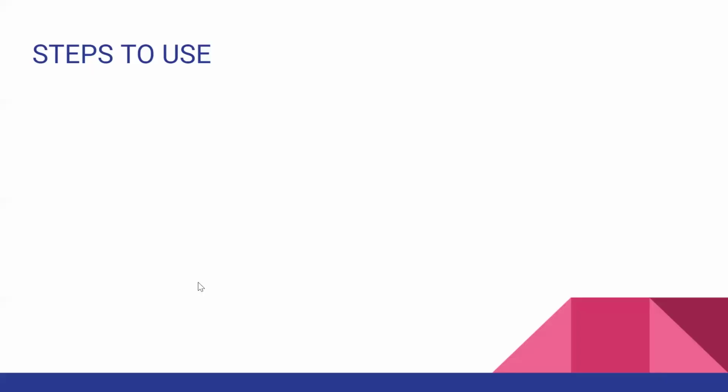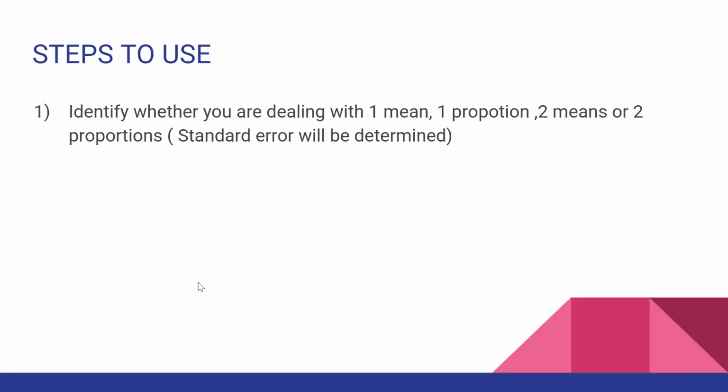Now, these are the steps that you can use for your calculation. Number 1, you want to identify whether you're dealing with one mean or one proportion, two means or two proportions. This will help you know which standard error you're using. And this one, you're not going to be told; you have to identify it for yourself. So how are you able to identify it quickly?